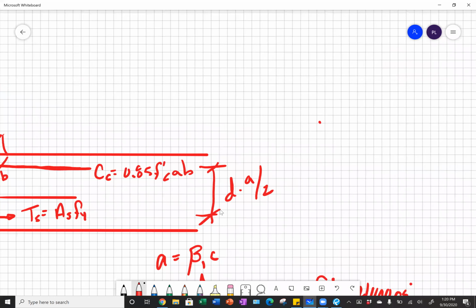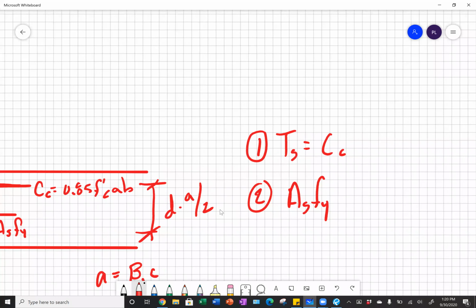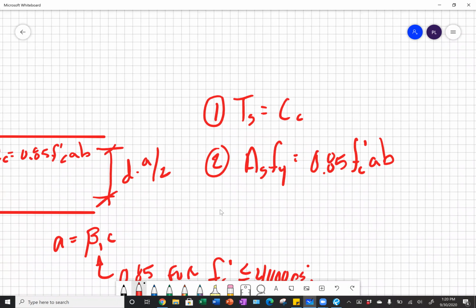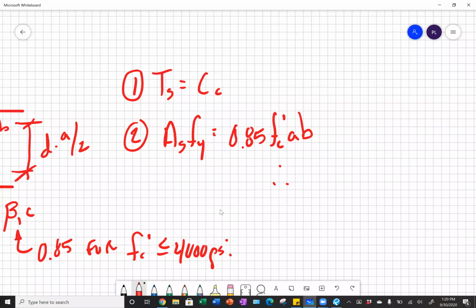So we have 3 equations we can get from this. First, we'll set tension equal to compression because we have to maintain equilibrium within our member. The second equation we get would be A sub S times Fy, our tension force, has to equal 0.85 times F prime C, our specified compressive strength, times A, the depth of our stress block, times B, the width of our beam. If we solve this in terms of A, the depth of our stress block, A equals A sub S Fy divided by 0.85 F prime C B.